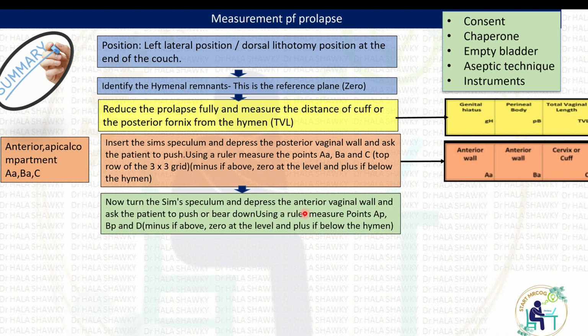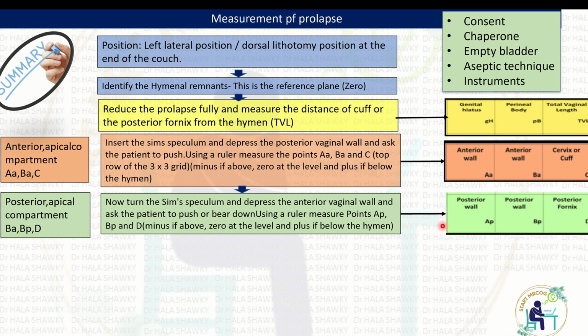Turn the speculum and press the anterior vaginal wall and ask the patient to push, and use the ruler to measure the points BA, BB, and D, which represent the posterior wall and apical compartment. We will record on the grid in the lower row.